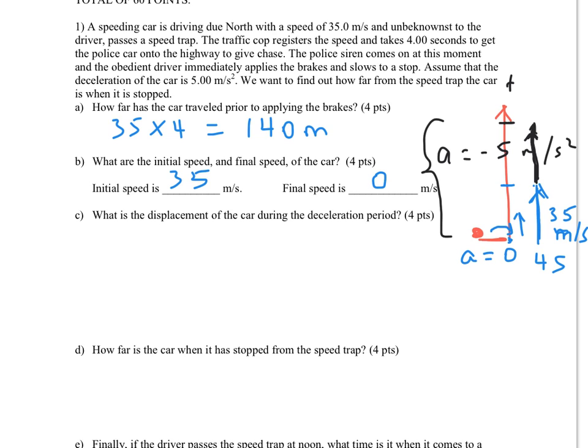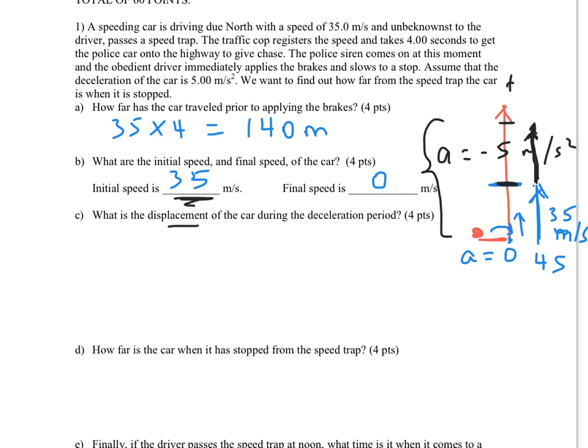Now, part C says, what is the displacement of the car during the deceleration period? Now, as far as you are concerned, you can look at this as the beginning of your motion, this part after 4 seconds. So you can call this part here your origin, so that's where x naught is 0, right? And then you have your acceleration, and you have your initial velocity. Your initial velocity, which is this point, is the 35 meters per second that is asked in part B, and your final is 0. Now, what they ask for is displacement. Displacement is really x minus x naught.